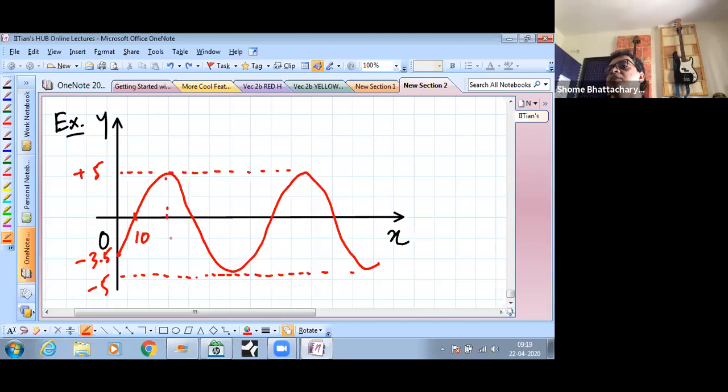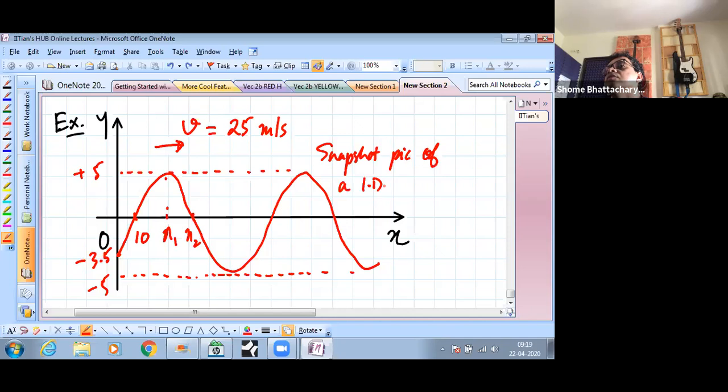This point here is some x1. This point here is some x2. And it is also given to us that this wave is traveling with a speed of, let us say, 25 meters per second. So that's additional information. And this is the snapshot picture of a 1D sine wave at time t equal to 0. So this is the information that is given to us in the question.